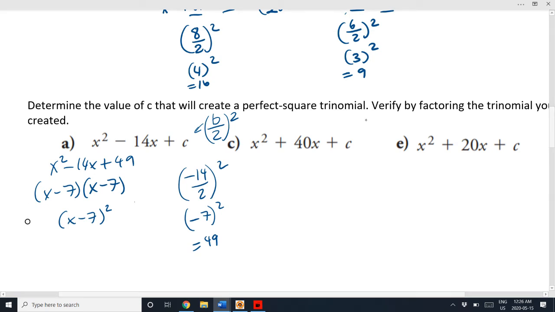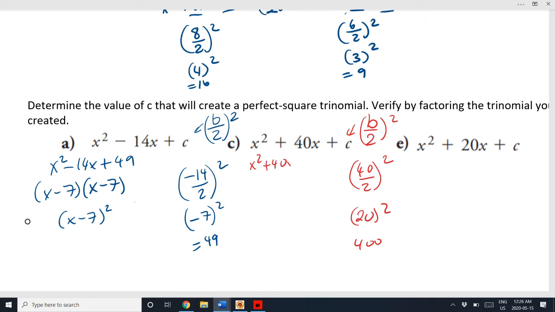Okay, so we're going to follow the same pattern. To find C for a perfect square trinomial, we need half the B value and we need to square it. In this case, half the B value would be 40 divided by 2, and we're going to square that. So 40 divided by 2 is going to be 20 squared, and 20 squared is equal to 400. So if we're going to write this out as a full perfect square trinomial, we'll get x squared plus 40x plus 400. Can you think of two numbers that multiply to 400 but add up to 40?